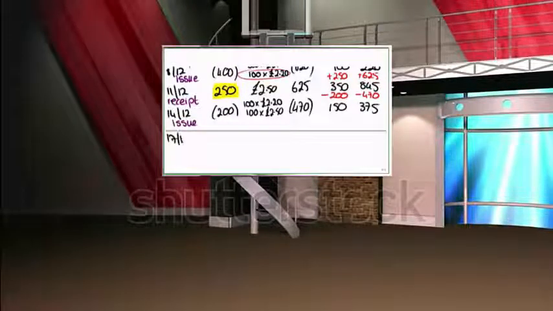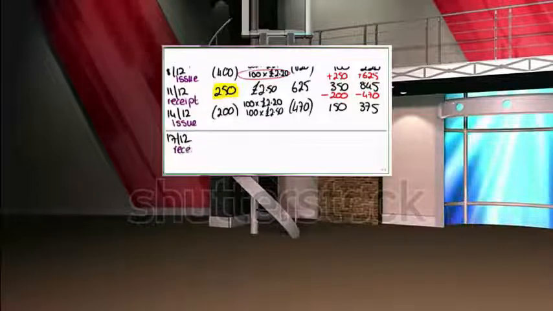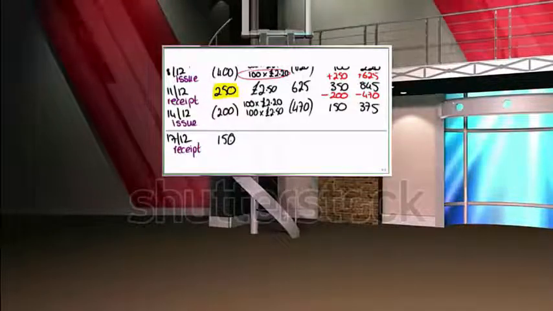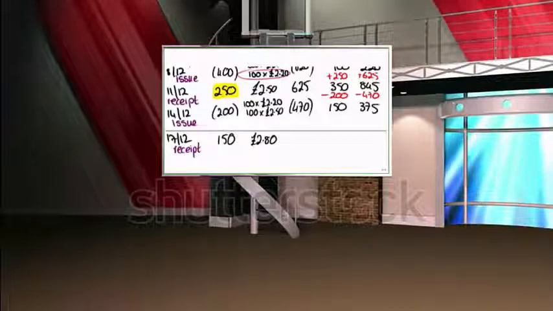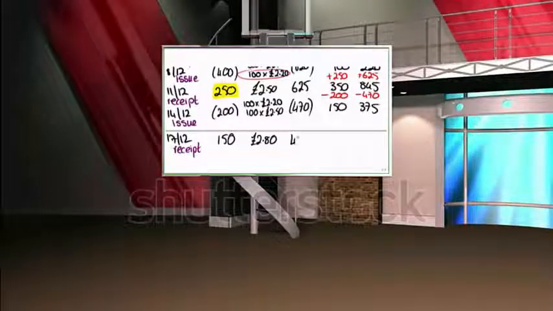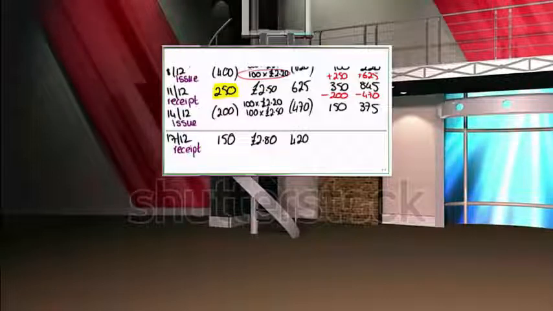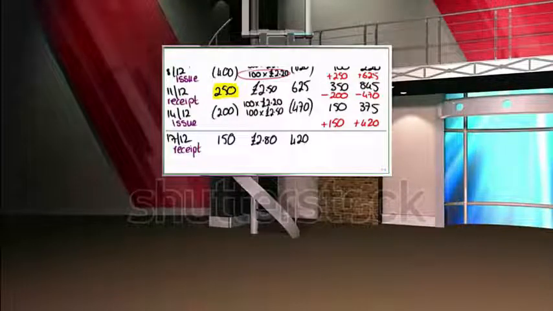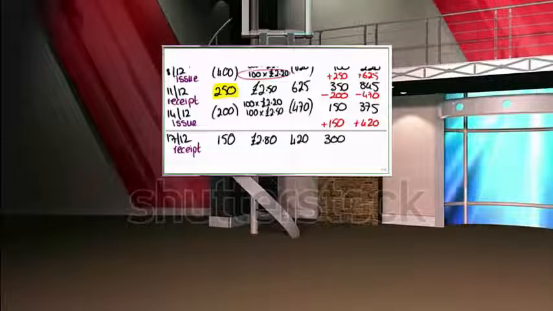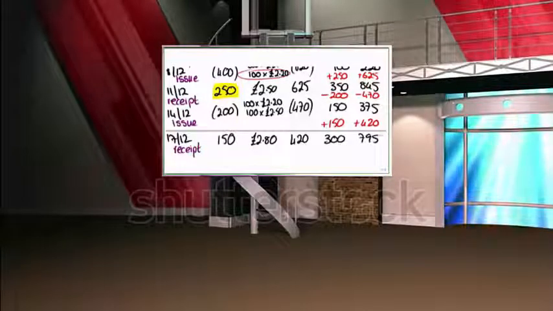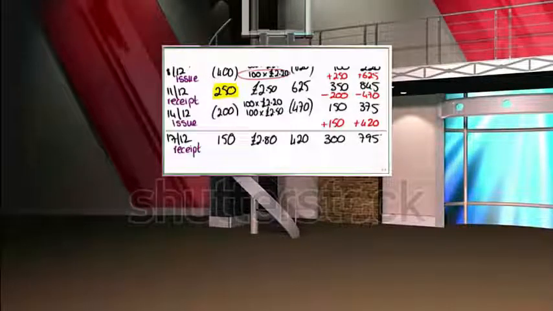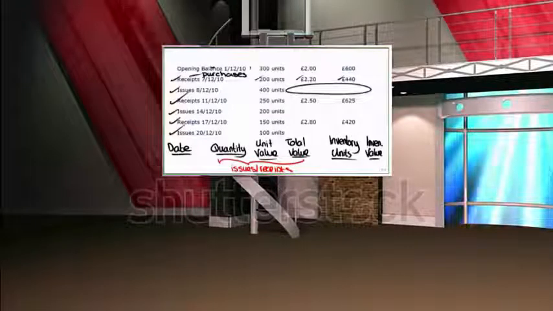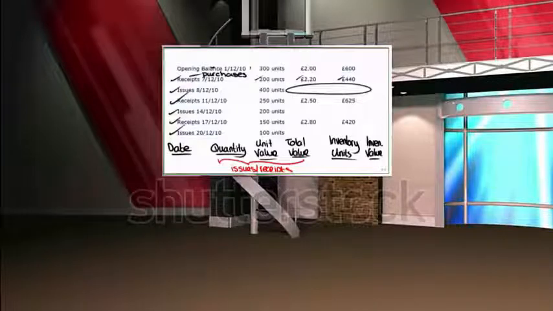So on the 17th of the 12th, another receipt. This time, 150 units at £2.80 each, giving a total receipt value of 420. If we add that on to our running total, now in our warehouse we have 300 units with a total value of 795. Our final step then is our final issue on the 20th of December of 100 units.